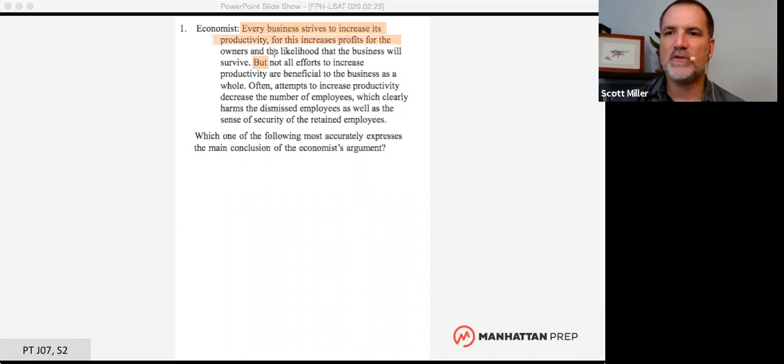Again, we call it an opposing point or a counterpoint. Sometimes the first sentence of this little paragraph will be the thing that the economist is actually arguing against, the thing that the person making the argument is arguing against. And then that word but, yet, however, that pivot word is kind of the giveaway that that's what's happening.